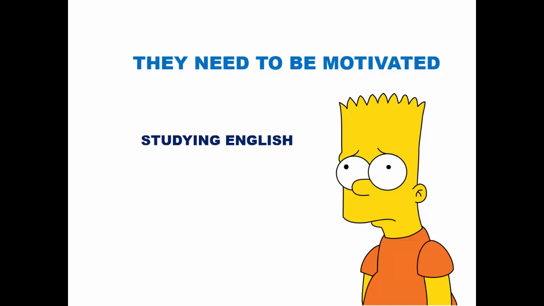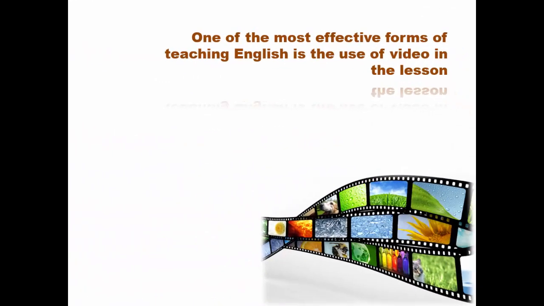Therefore, when teaching teens, it is necessary to identify and diversify the forms of the lesson so that the students are interested. One of the most effective forms of teaching English is the use of video in the lesson. It is very difficult to acquire communicative competence in a foreign language without being in the country where the language is being studied. Therefore, video comes to the aid of students.